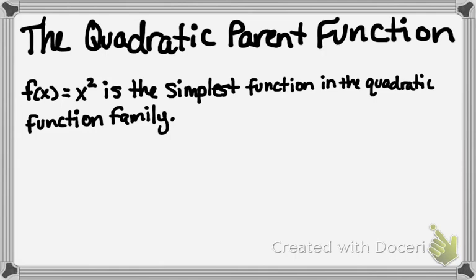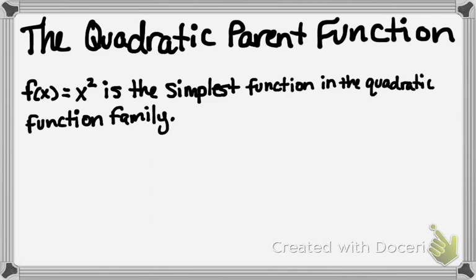So, what I mean by the parent function of a quadratic is f of x is equal to x squared, because that is the simplest function in the quadratic function family. Basically, we're not doing anything to x squared. We're not moving it up or down. We're not moving it left or right. We're not stretching it. We're not compressing it.